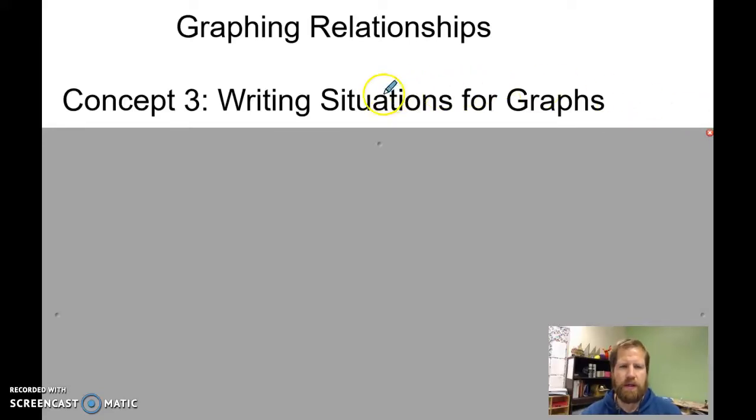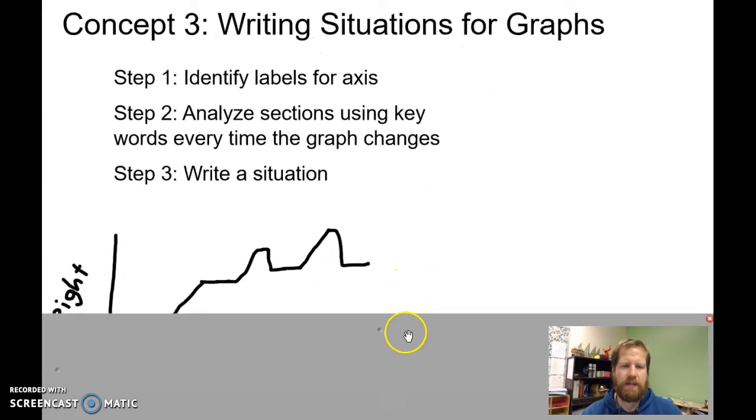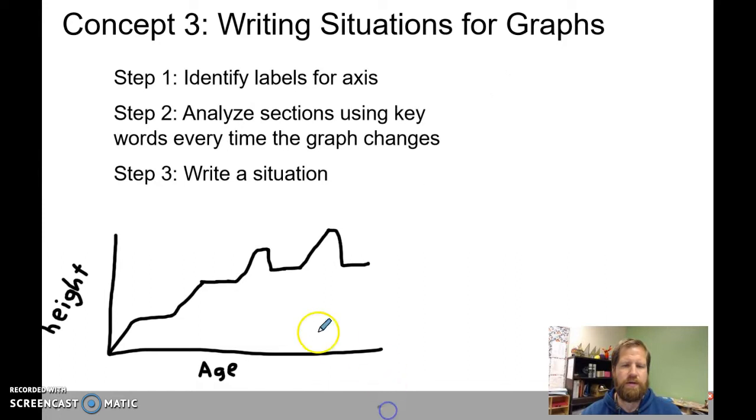Graphing relationships, concept 3, writing situations for graphs. So when we are given a graph and asked to come up with a possible situation to match that graph, it's important to first begin by looking at the labels, looking at the axis labels, and then go into analyzing the stages of the graph. We want to look at where the graph changes, because that's when the situation is going to change.